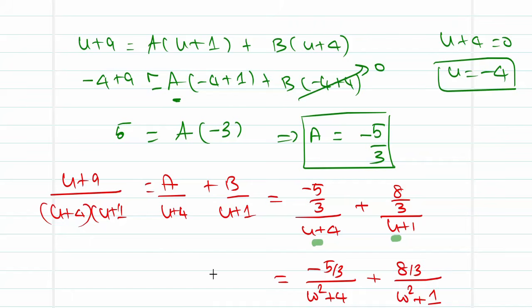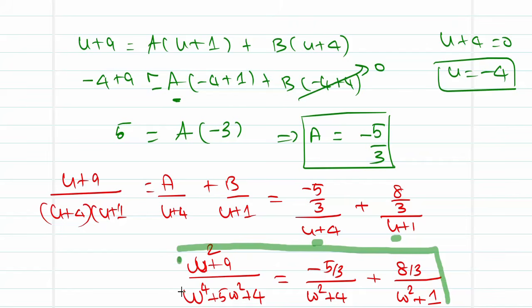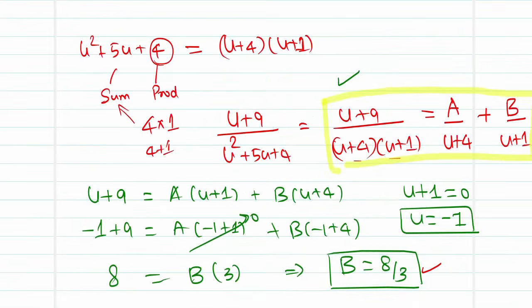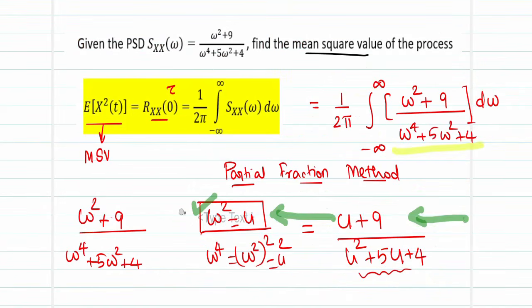So I have my next step of u plus 9 divided by u plus 4. So this is going to be omega square plus 9 over omega power 4 plus 5 omega square plus 4, which has now been got of the format minus 5 by 3 over omega square plus 4 plus 8 by 3 over omega square plus 1. Now let us go one step further ahead. Now we are in this stage. From this stage, I need to move to the next stage. What is the next stage? This is the input to the integration.